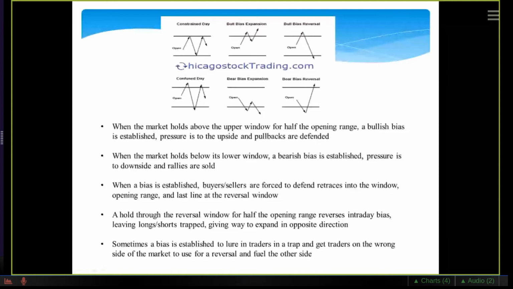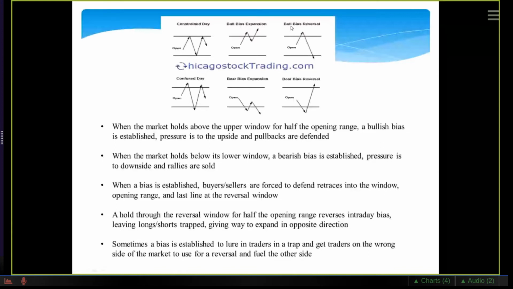And these are the different types of volatility windows. We'll view some of them today. You can have a constrained day where the market is just trading inside of the windows. This is a tight trading day. A bullish expansion is where you have a break through the upper volatility window, which establishes a bullish bias, and pullbacks are defended. It expands into the close.